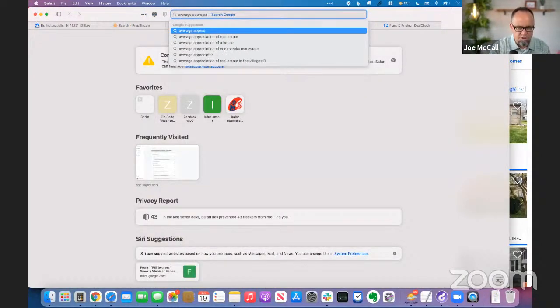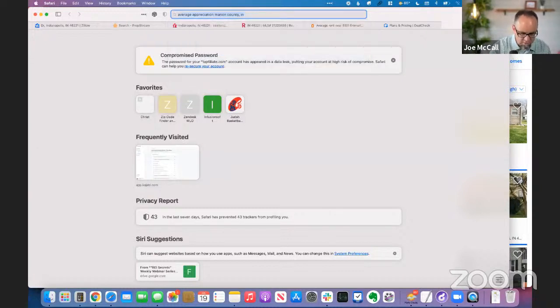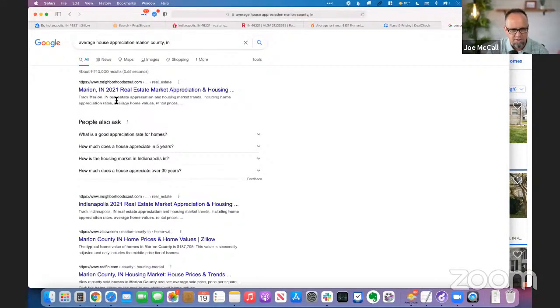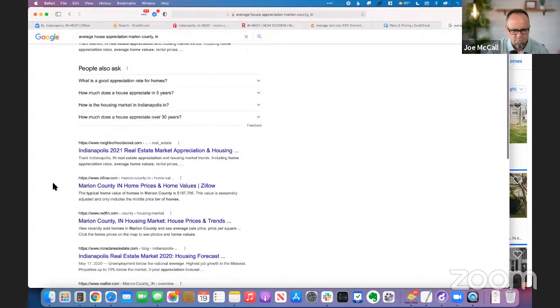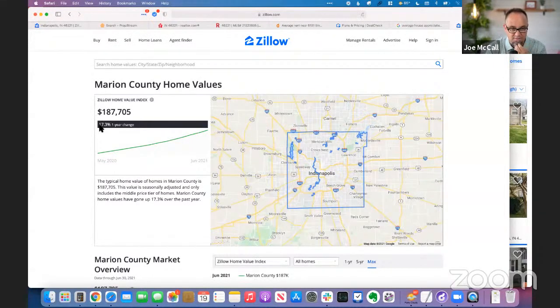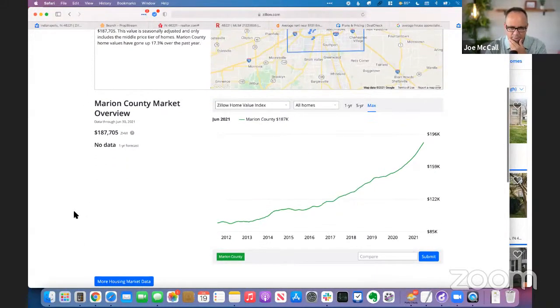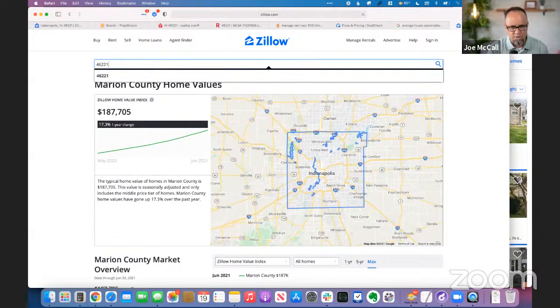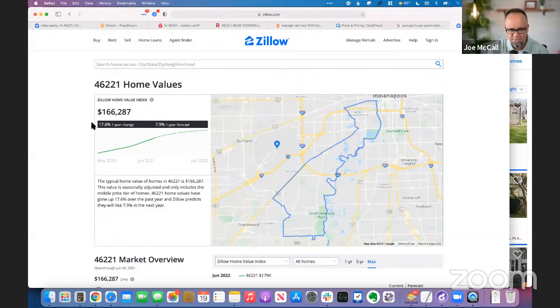Average house appreciation, Marion County, Indiana. Sometimes Zillow has good stuff here. Wow, look, they had 17% last year. That's pretty darn good. Is that sustainable? No. So there's no hard and fast rule about this. You just kind of have to decide. You could even go down to the zip code if you wanted to, and you could say 46221. And so they're 17.6%. They're predicting 8% for the next year. Do you see what I'm talking about right there?